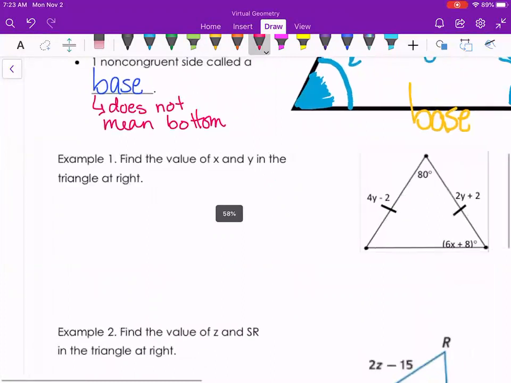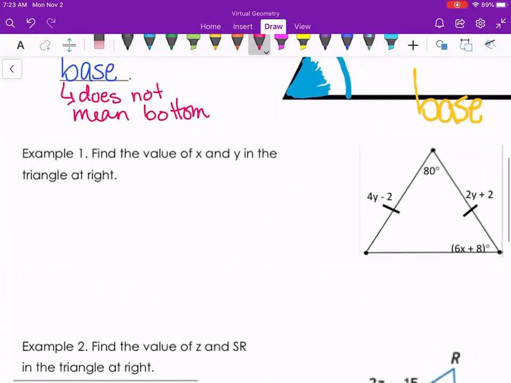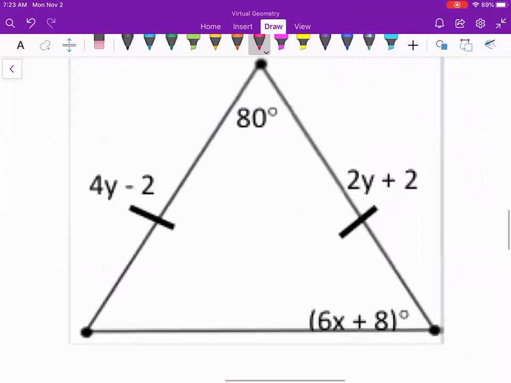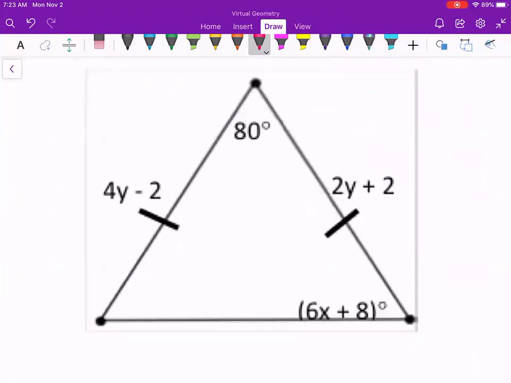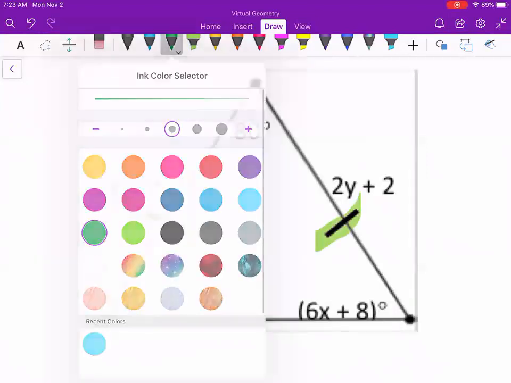All right, so example 1: find the value of x and y in the triangle at right. Let's focus on our picture. The first thing we want to see if we can find is the congruent pieces, either the congruent legs or the congruent base angles, because I can use that to reference where everything else is located. In this specific triangle, I've got the congruent dashes here, so that tells me these are my legs.